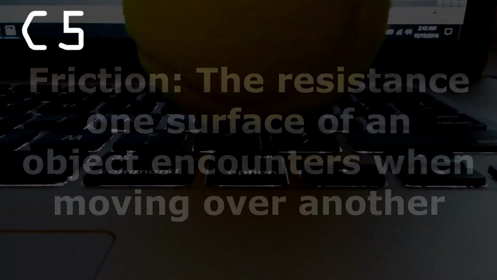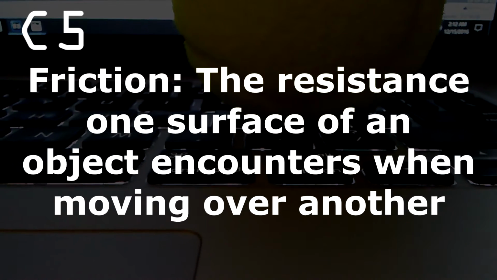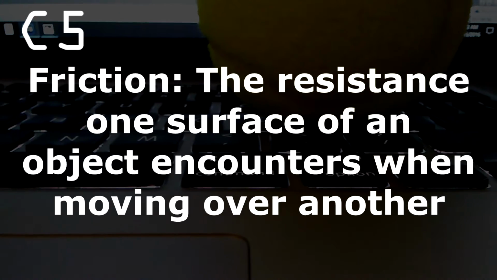C5. Describe friction and explain the difference between static and kinetic friction. Friction, the resistance that one surface of an object encounters when moving over another.